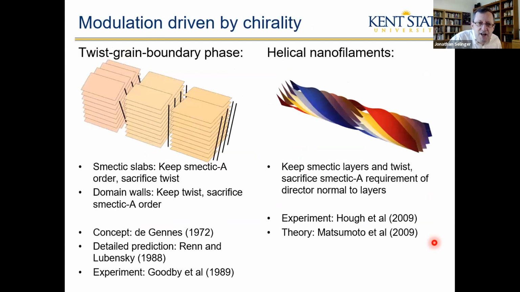So if you have a smectic phase that wants to have twist, one possibility would be a twist grain boundary phase, so that it has the twist concentrated in these walls. Another possibility would be the helical nanofilaments. This is the model of Sabeta Matsumoto et al., so that it has twist, but it sacrifices the smectic A requirement of a director normal to the layers.